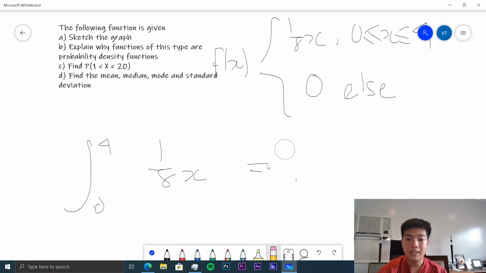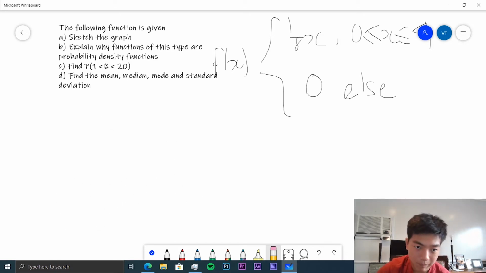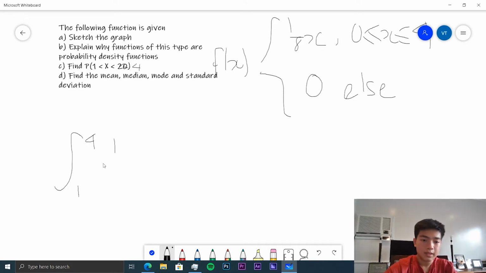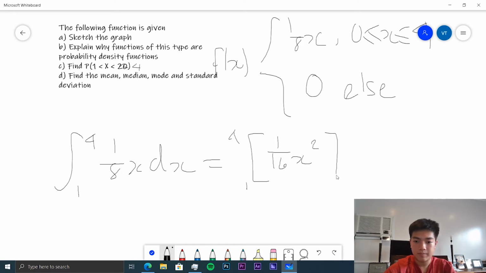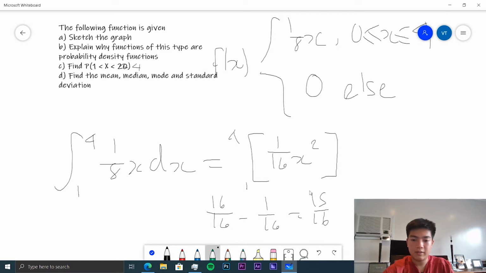Next, find the probability that 1 will be less than x, will be less than 20. We don't have to consider 20. We only have to consider until 4, since it's 0 past 4. So we have the integral between 1 and 4 of 1/8 x dx, which is equal to 1/16 x squared between 1 and 4. So this is equal to 16 over 16 minus 1 over 16, which is 15 over 16. So it's a 15 over 16 chance it will be in that interval.